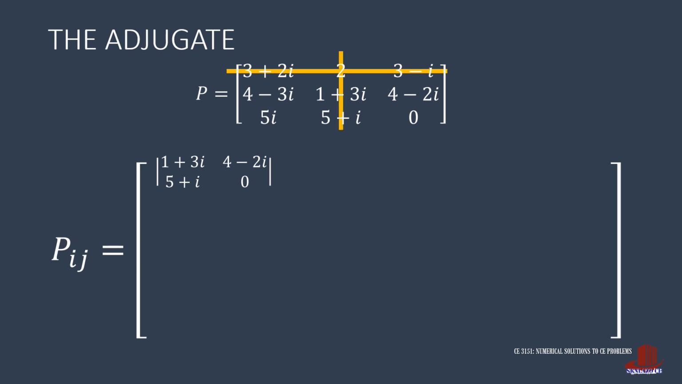Element 1, 2 has row 1 and column 2 covered, and the minors are 4 minus 3i and 5i, with 4 minus 2i and 0. For element 1, 3, the minors are 4 minus 3i and 5i, with 1 plus 3i and 5 plus i, after covering row 1 and column 3.